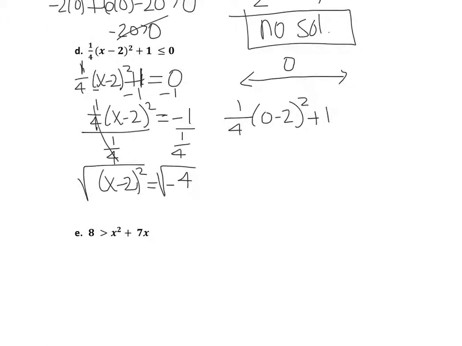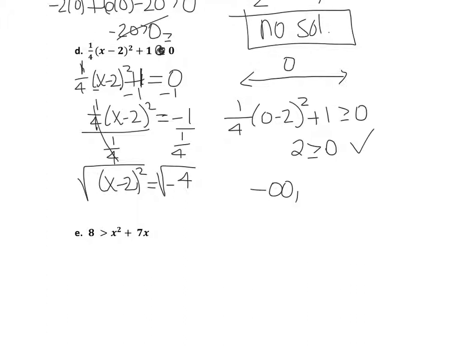Now remember, when I told you at the beginning of class, we actually need to switch this from a less than or equal to a greater than or equal to. So when I plug in 1/4 times 0 minus 2 squared plus 1, I get 2. 2 is greater than or equal to 0. That is a true statement, which tells me any single number on the number line from negative infinity to positive infinity is going to give me a true statement.